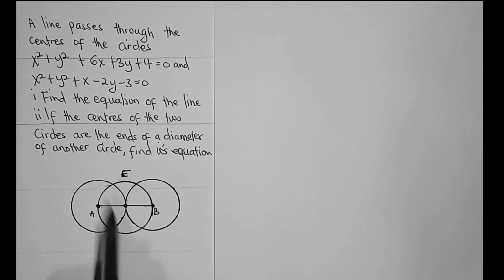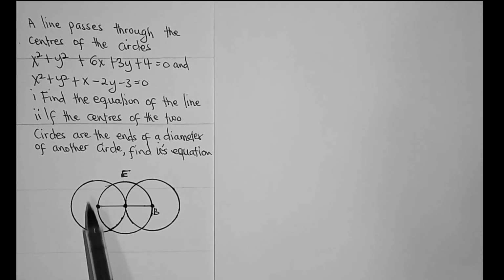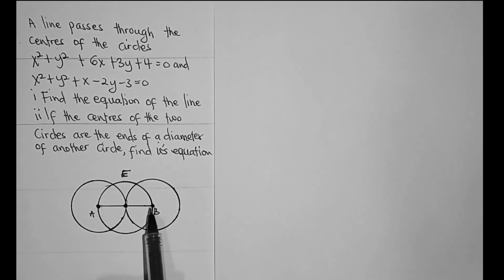So to understand what the question is trying to say, I have included this diagram so that we could better understand it. So A and B: A is the center of the first circle, and B is the center of the second circle.